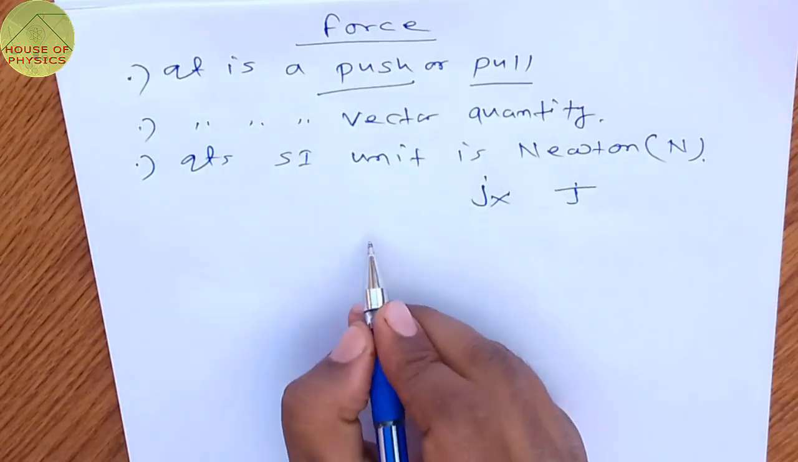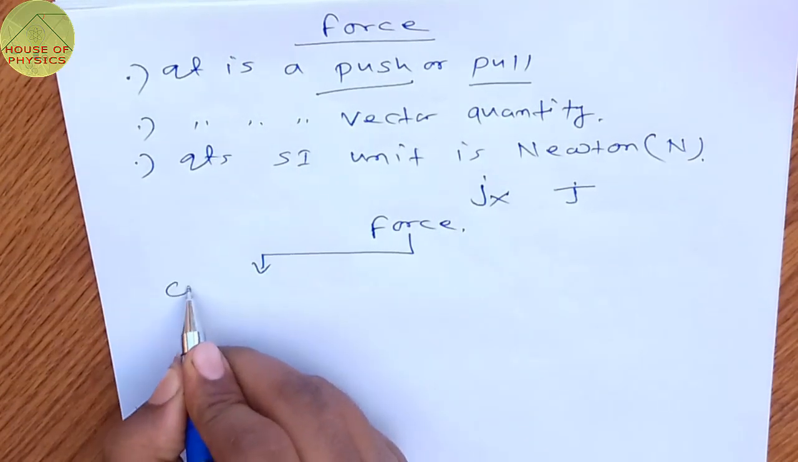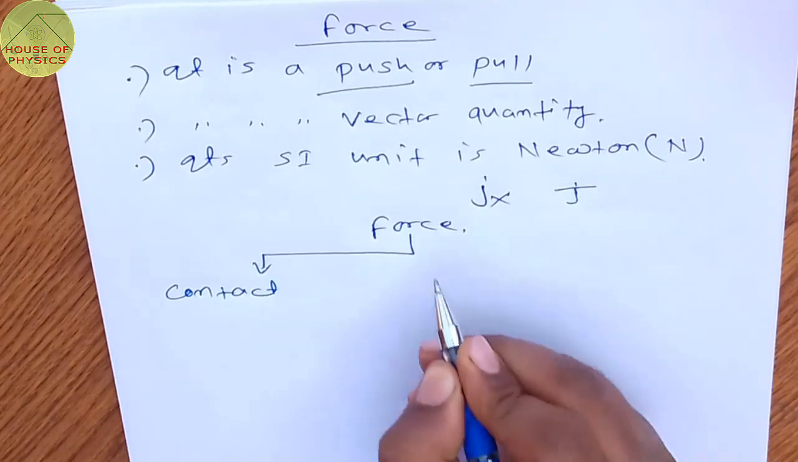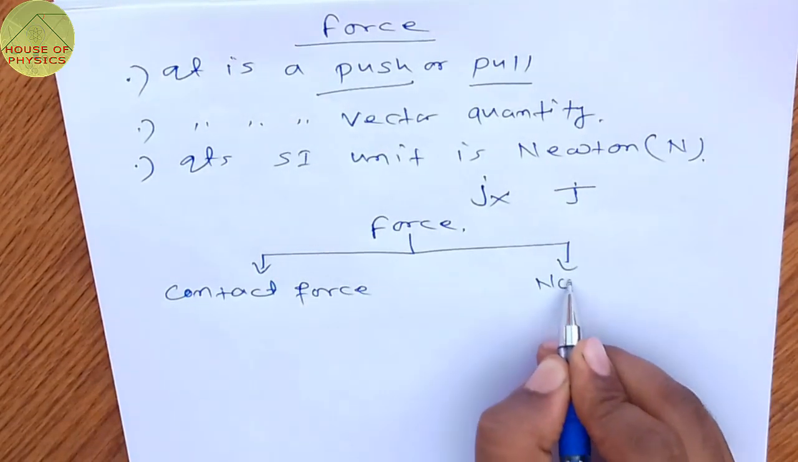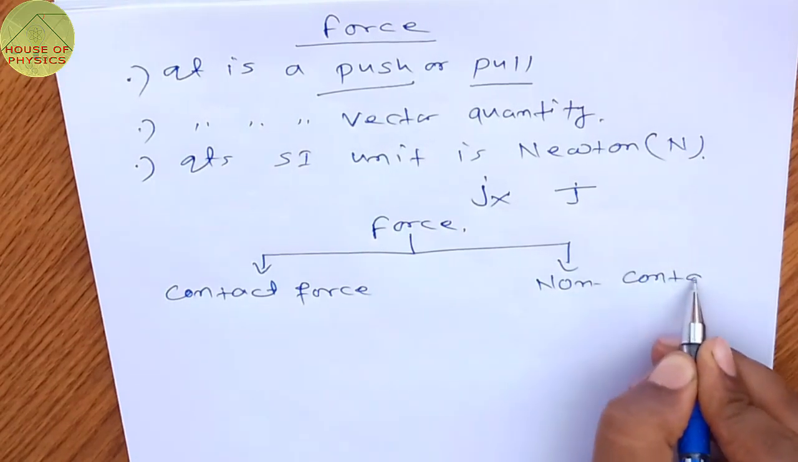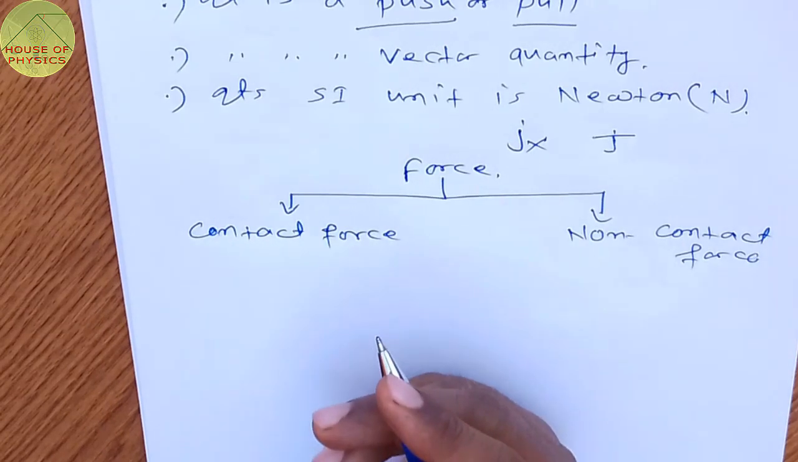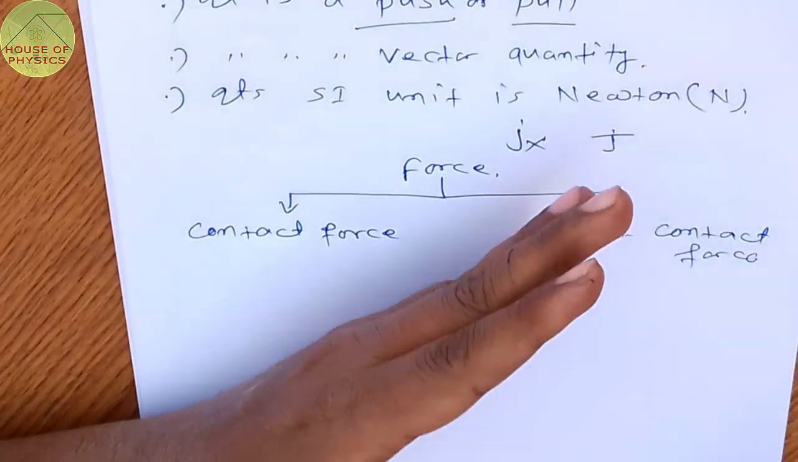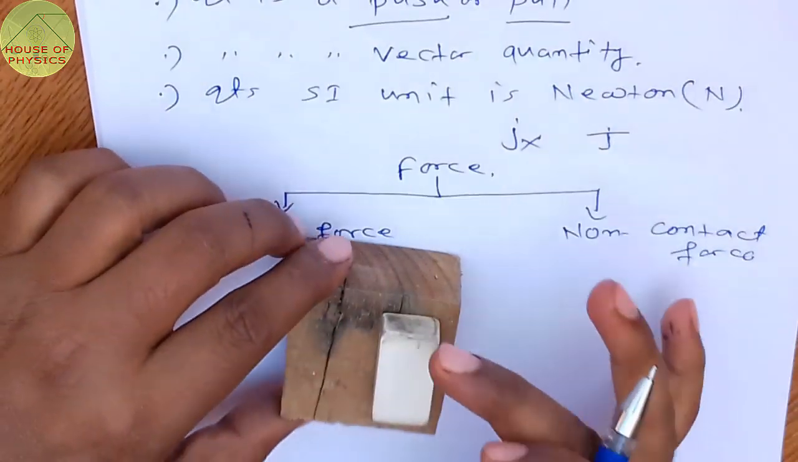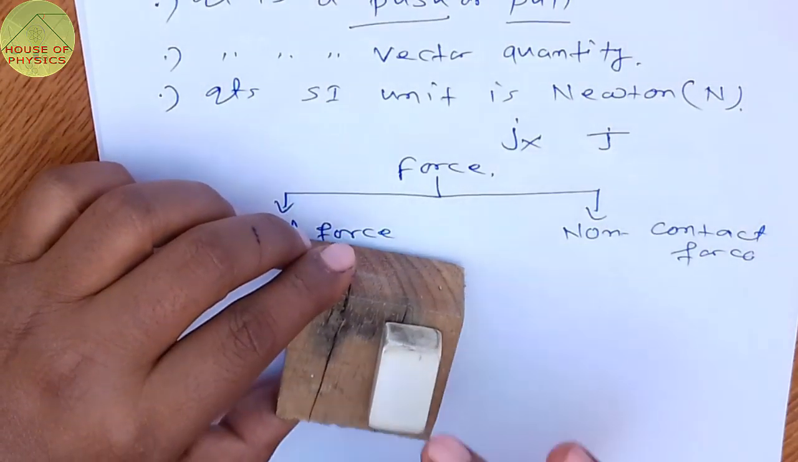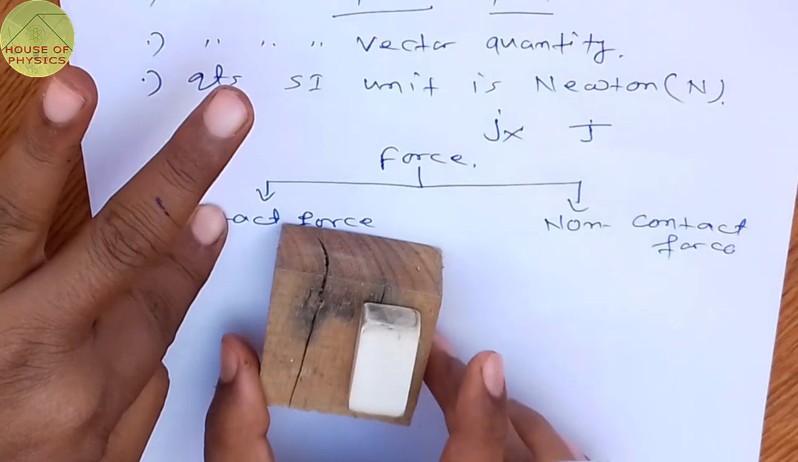Now force is divided into two parts. As we know, this is contact force and another one is non-contact force. Contact force means the two bodies are in contact. Suppose this is a block and this is another block. I am keeping one block on this one. So the two blocks are in contact. It means the forces acting between them will be contact forces.